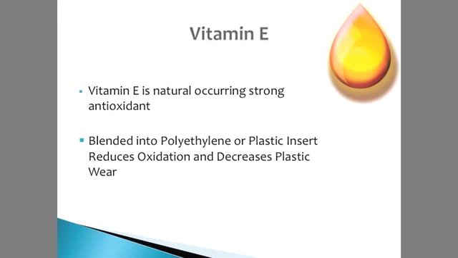Vitamin E, Tri-City offers this. Vitamin E is a naturally occurring strong antioxidant. It can be blended into the polyethylene or plastic. One of the causes of failure of total knee replacements is that the plastic can oxidize, and then it can wear quicker than it would otherwise. And so in the laboratory, adding vitamin E to these polyethylenes decreases wear, and we're hoping that in the patients it will allow these implants to last longer.